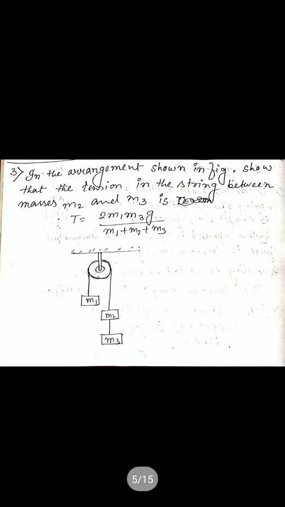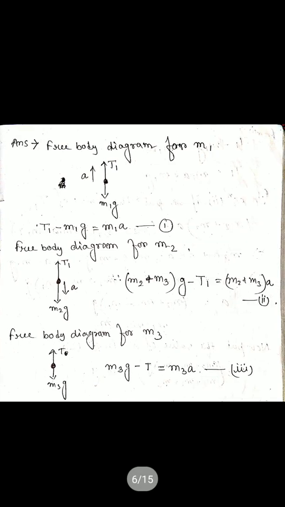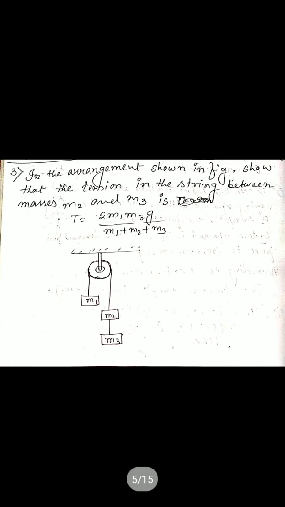So free body diagram for M1. For M1, one tensional force is in the upward direction, one is a downward force, the weight M1 into G, and acceleration is also in the upward direction. So like this we construct the equation T1 minus M1G equals M1 into A. This is equation 1.